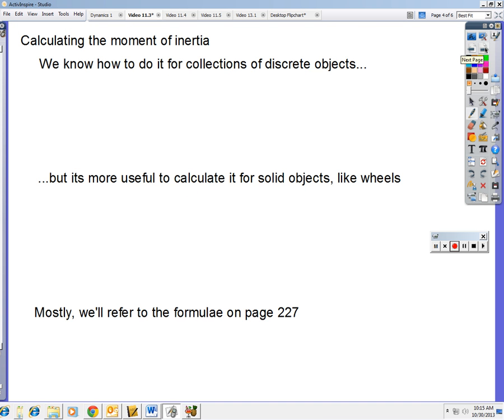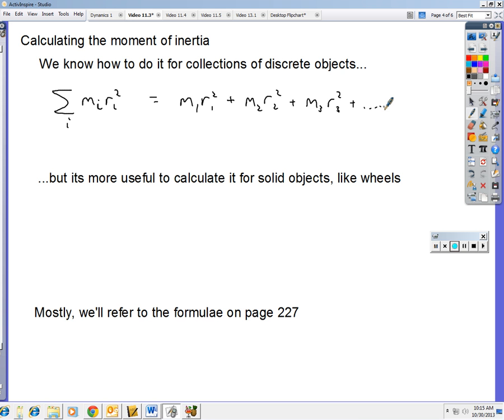Now, to calculate the moment of inertia, we know how to do it for collections of discrete objects. We find the mass and the radius of all of them, and sum up m_i r_i squared, summed over i. If you're not comfortable with the summation notation, that's what it comes out to be. And it's not difficult. It can be tedious if i exceeds, say, 3, but it's not difficult to do.